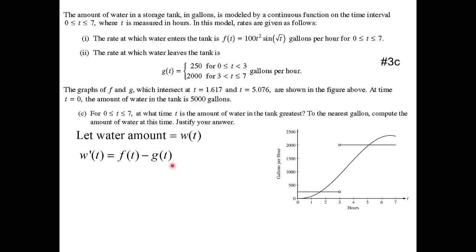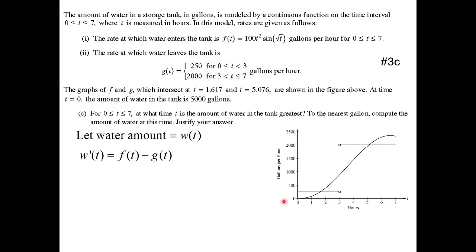I'm trying to find some critical values for this, and there's a lot of them happening here. Basically, anywhere that this thing is either undefined or equals 0. F of t and g of t have the same value at these two intersection spots, and because g is undefined at 3, the whole function is undefined there. So that's potentially 3 critical values. Now, if I'm looking to maximize the amount of water, the only critical values that I really need to test are ones that are going to be local maxes, places where w prime is changing from positive to negative.